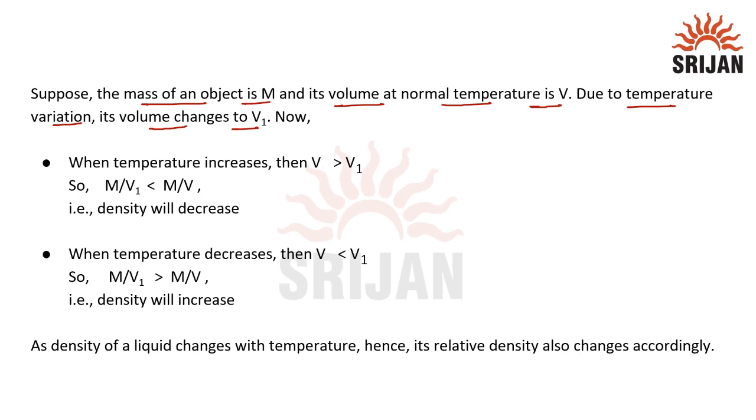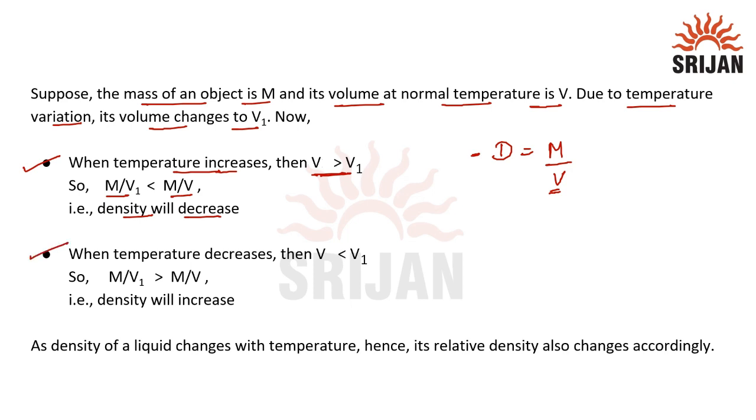Now let's understand it. So the first case is when temperature increases. So when temperature increases, volume also increases. We know that density is equal to mass per unit volume, and if the volume increases, density will decrease because they are inversely proportional. So in the first case, with the increase in temperature, volume increases because of which density will decrease. We can observe that m divided by V1 is less than m divided by V. So we can say that with the increase in temperature, volume increases and density decreases.